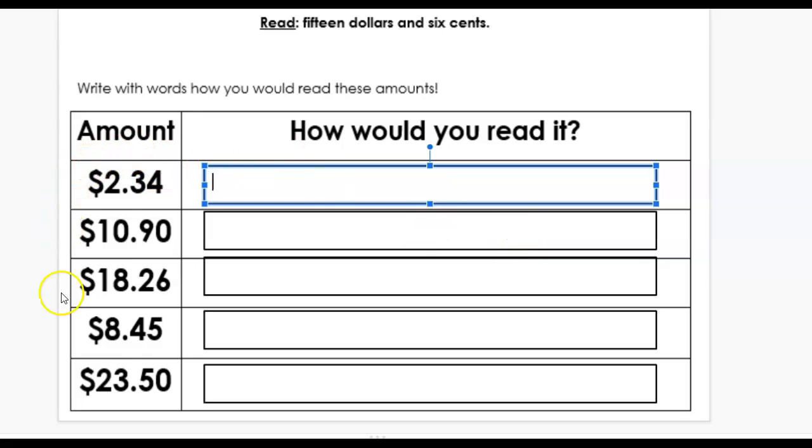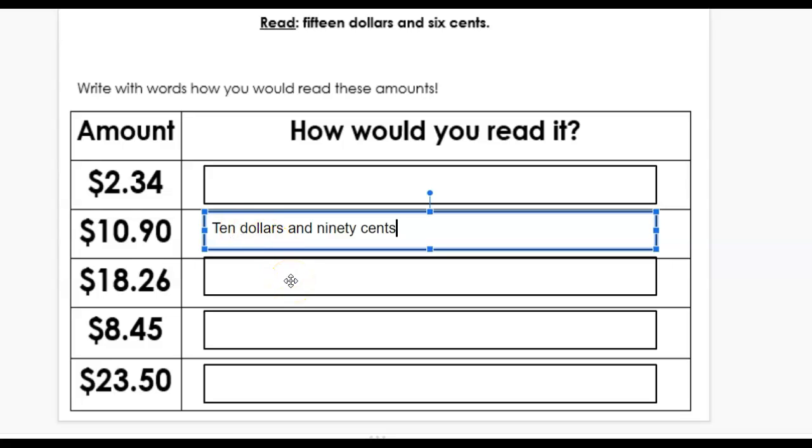Now you are going to practice reading dollar amounts and then typing how you would read it. We'll do a couple together. Let's look at this second amount right here. Say that amount to yourself. If you said $10 and, for the decimal point, 90 cents, you are correct. Here is how we would type it. $10 and, for the decimal point, 90 cents.